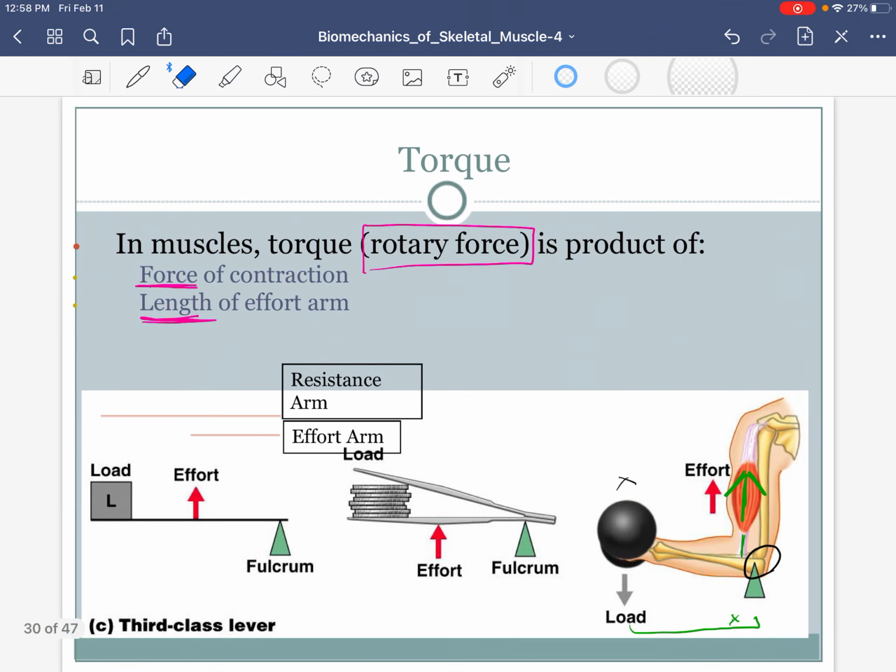In muscles, these are the two ways that we produce torque. We produce torque by how forcefully we contract that muscle and the length of the effort arm, the distance and the direction of that force. Length of effort arm and also the direction of the force.